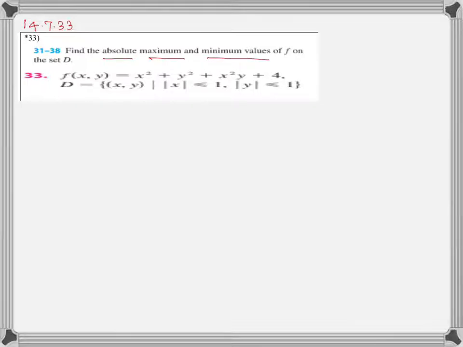So we'll underline the keywords. Absolute maximum and absolute minimum are what we are going to find out. The previous problem was about local maximum and local minimum, where we did the D test or the second derivative test. Here we have to use the extreme value theorem.